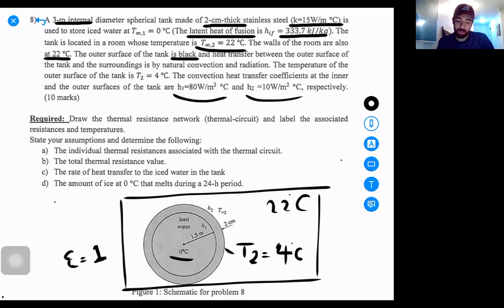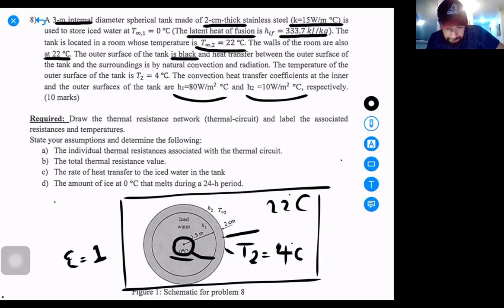So it means that I do have a pack of ice inside this tank, and I do have a convection between the ice and the inner surface of the boundary of this tank. And again, there is a convection term between the outer side of the tank and the surrounding air. And we also have a radiation term that is being extracted from the surface of this tank all the way to the surrounding air.